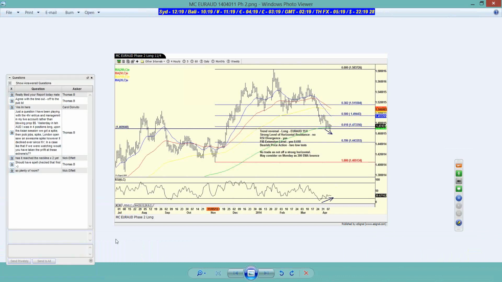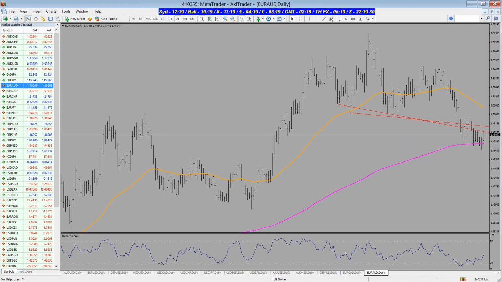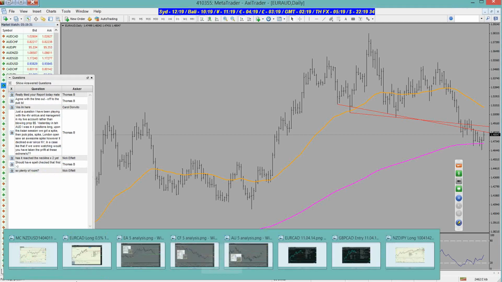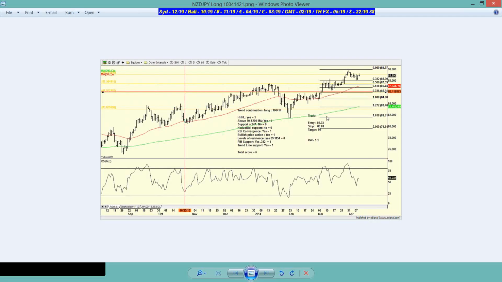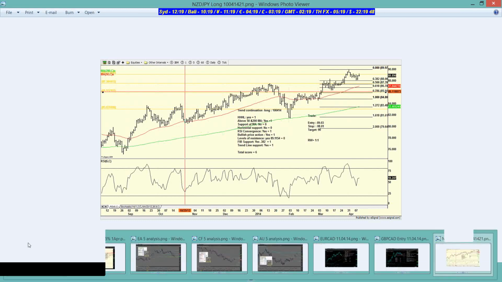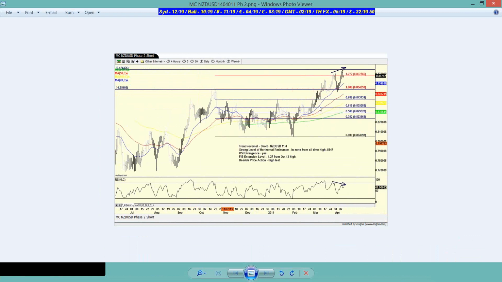Kiwi short, trend reversal, horizontal level is a little off the all-time high. Might need to wait. What is that? Oh, that's Kiwi yen. It certainly is. There's been divergence every time it's made a new high, so then we need to have a pretty strong horizontal.